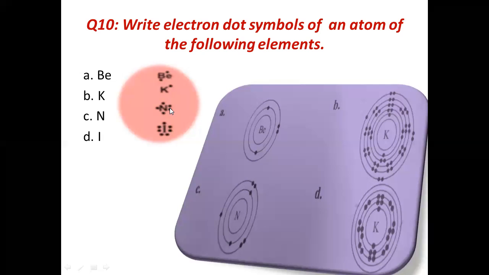Nitrogen has 5 electrons, so we will put 5 dots, and iodine has 7 electrons in the outermost shell, so we can represent it symbolically by putting 7 dots on iodine.